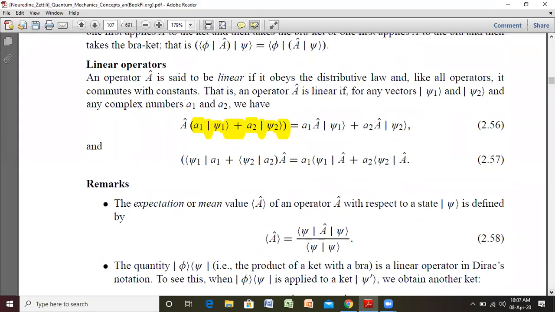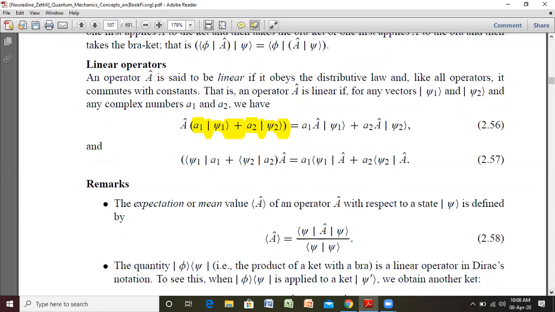You calculate the average value as we did in chapter 1, I think. This is equal to the average value of, let's say, operator x is the integral of psi star, x operator, and psi, into dx. This is called the average value, in which the operator is sandwiched between the complex conjugate and the wave function itself.